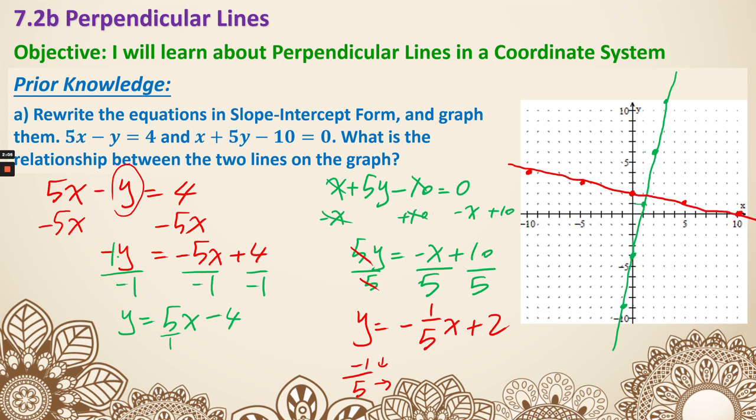And now it's asking for the relationship between the two lines on the graph. You should clearly see these two lines are not parallel. They clearly intersect at a point. And to be more precise, if you look at this whole thing, it's tilted in a very interesting way for both lines. They are intersecting, but they're intersecting in a very specific way. And that is something that we will learn today. So these angles are actually 90-degree angles.